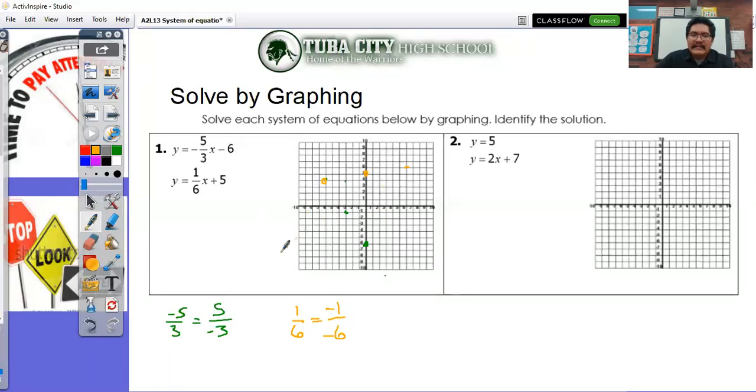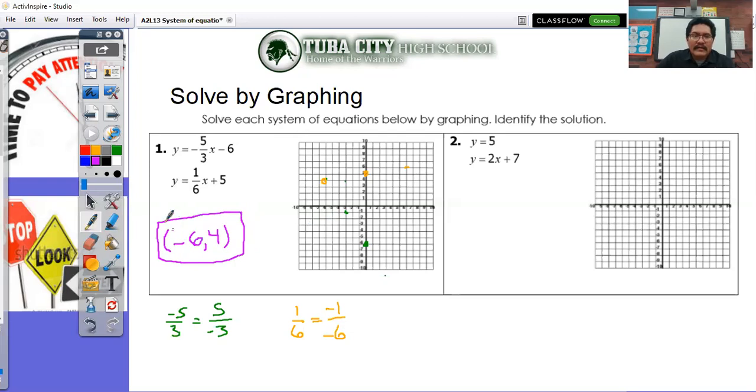So that spot is the solution for what I'm looking for. So -6, 4 is the answer. That is the solution set.